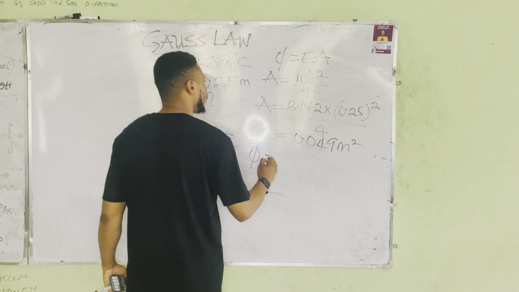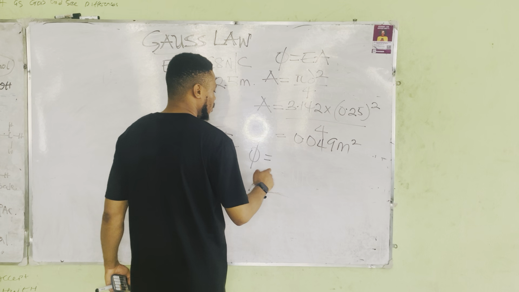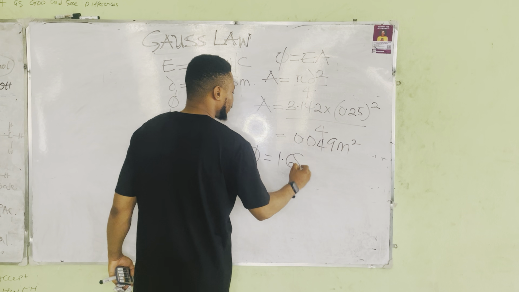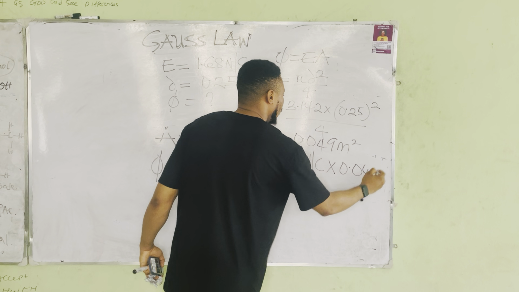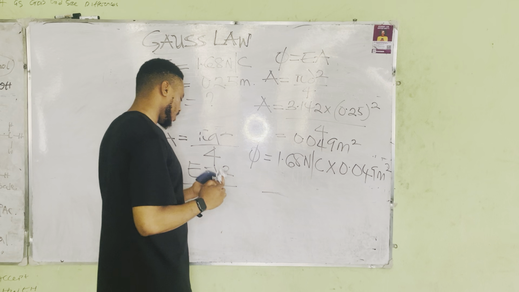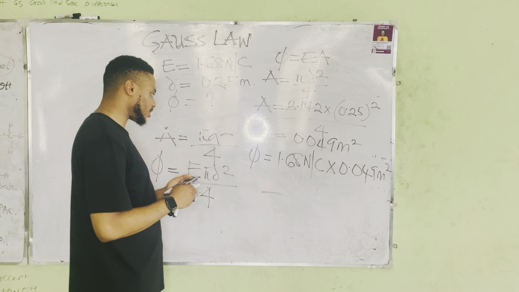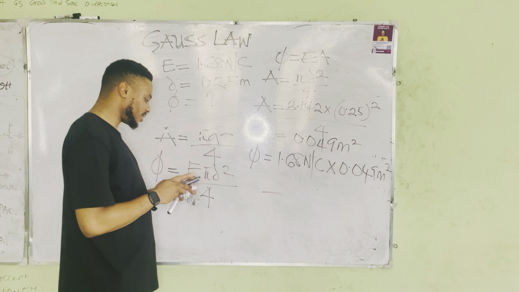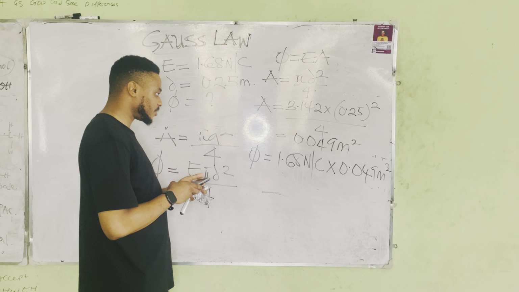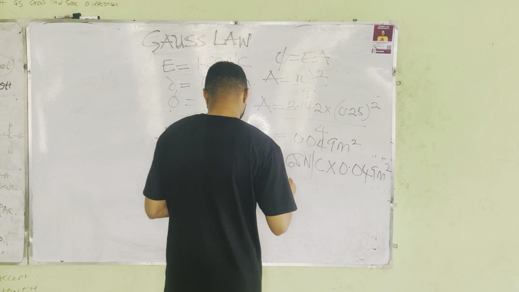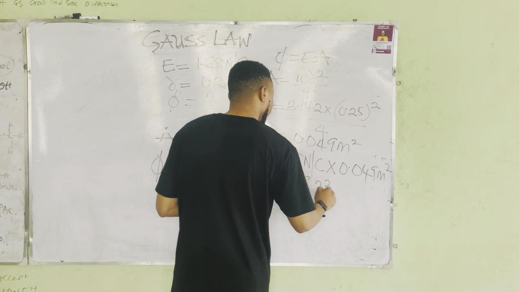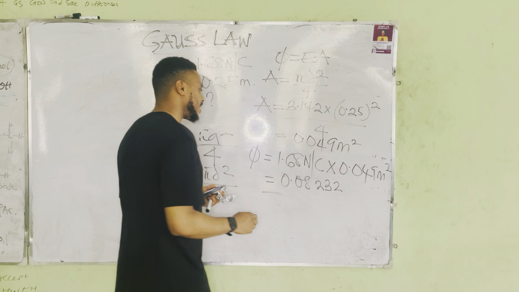So for our electric flux now, we have 1.68 newtons per coulomb times 0.049 meters squared. Okay. Now, basically, if we do this, we have 1.68 times 0.049. This will give us 0.08232.